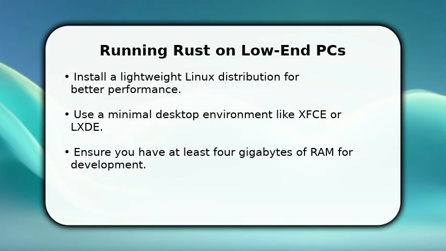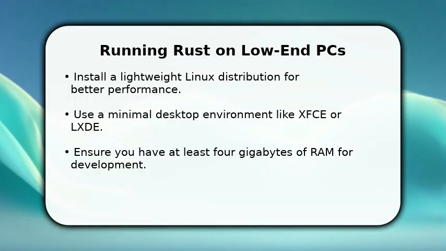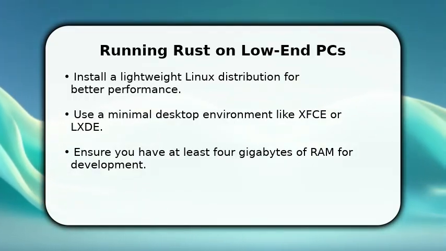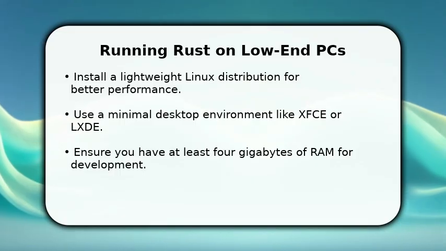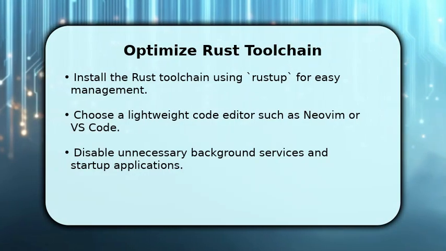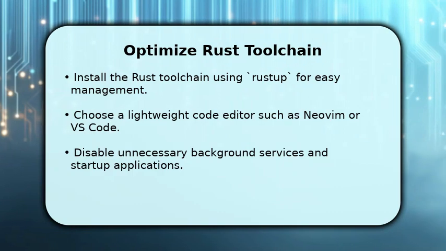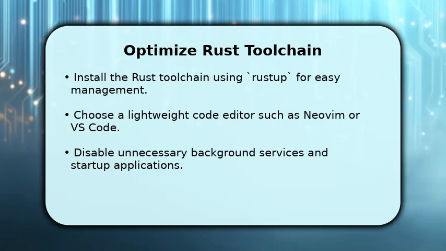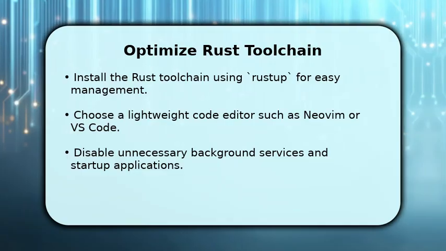Ensure your machine has at least 4 GB of RAM, and allocate 8 GB or more for swap space to handle memory-intensive tasks efficiently. Next, optimize your development environment. Install the Rust toolchain using Rustup for straightforward updates and component management.